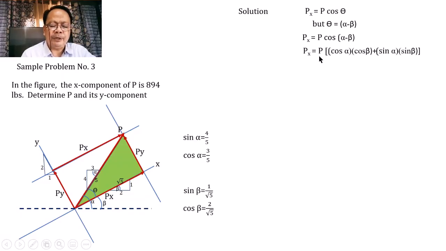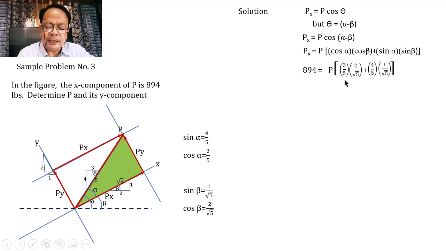And let us have it substituted one by one. Our px is 894. Our cosine of alpha is there, 3/5. So I have here 3/5. The cosine of beta is here, 2 over the square root of 5. So I have here plus. Sine of alpha is here, 4/5. I have 4/5. And sine of beta is here 1 over the square root of 5.